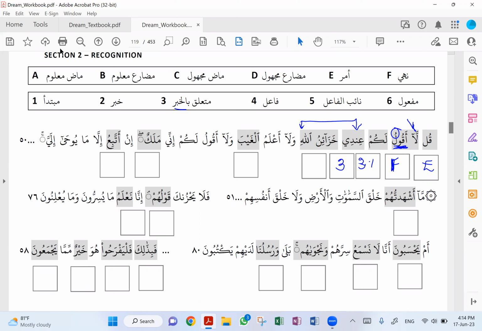So لا أقول لكم, I do not say to you. Right, so this one is definitely متعلق to the فعل. Who do I say to? To you. Because it won't make sense to say I عندي خزائن الله, I have the treasures of Allah to you. It doesn't fit in the sentence. So that's just for you. Would that mean it's a maf'ul rather than a 3.1? Well, it could be, yes. It could actually be a maf'ul, because it's after la aqulu, which is a mudari'.